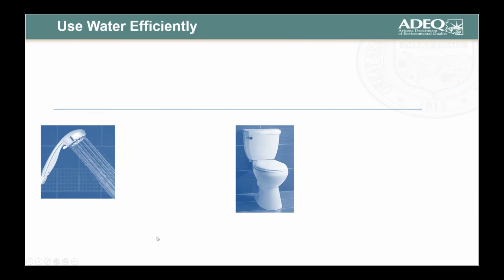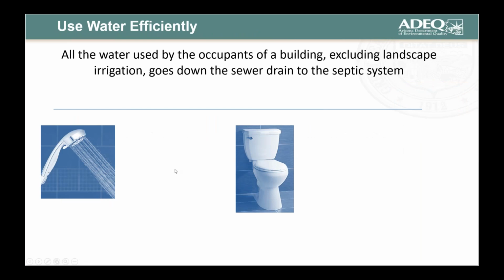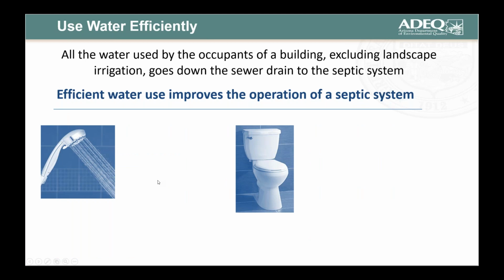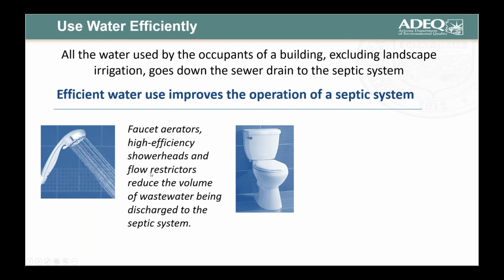Now let's think about the effect of using water efficiently. All water used by the occupants of a building, excluding landscape irrigation, goes down the sewer drain to the septic system. Efficient water use improves the operation of the septic system. Faucet aerators, high efficiency shower heads and flow restrictors reduce the volume of wastewater being discharged to the septic system. So your hydraulic loading is decreased. That means you've got a longer detention time, so hopefully the solids can settle out better.